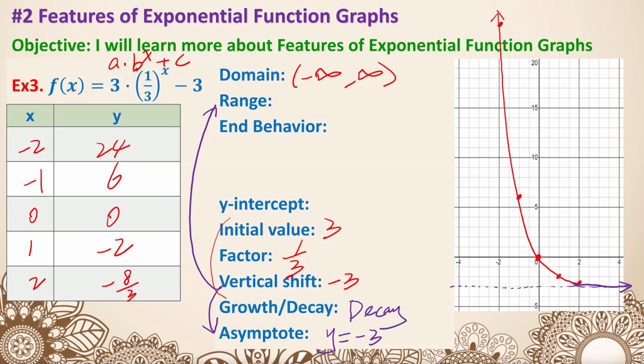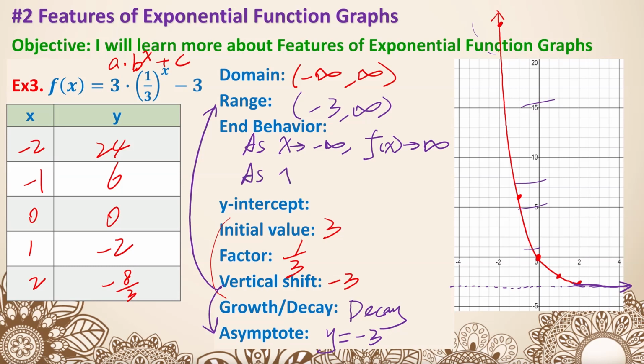With the asymptote, we also know the range. There's nothing below -3, but it has everything above. So it's -3 to infinity. And behavior: as x approaches negative infinity, on the left end, it goes up forever, f of x approaches infinity. On the right end, as x approaches infinity, f of x approaches, well, it's never crossing -3, so it's approaching -3. As for the y-intercept, right here, 0, 0.